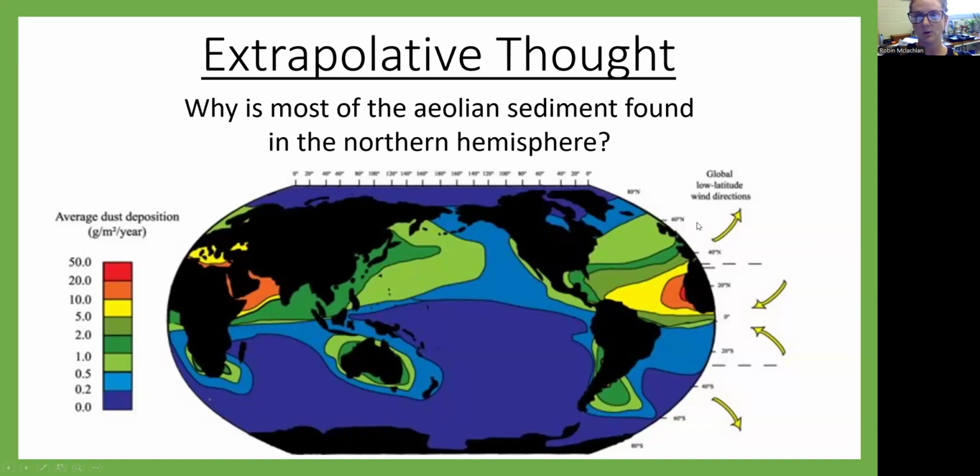Why is most of the aeolian sediment found in the northern hemisphere? Notice the North Atlantic and the North Pacific and the Indian Ocean, they all have quite a bit of aeolian wind-blown sediment. You go down to the southern hemisphere and it's mostly dark blue, right? So why is there more aeolian clay being deposited in the northern hemisphere compared to the southern hemisphere?